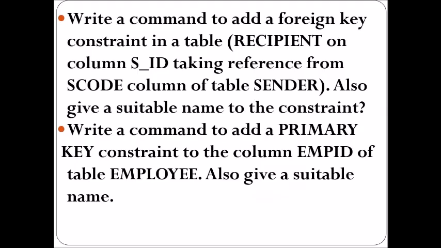Now another question: write a command to add a foreign key constraint in a table recipient on column SID, taking reference from the S code column of the table sender. Also give a suitable name to the constraint. So in this command you have to add a foreign key. Now to add a foreign key you have to use the alter table command. Similarly, in the next question you have to add the primary key. Again, to add a primary key constraint in the table employee you have to use the alter table command.